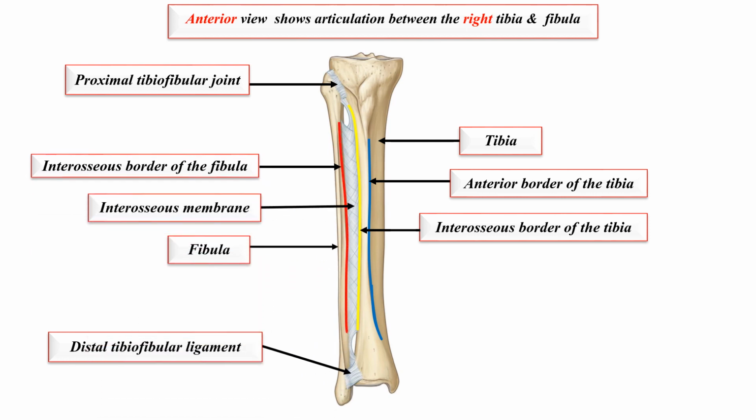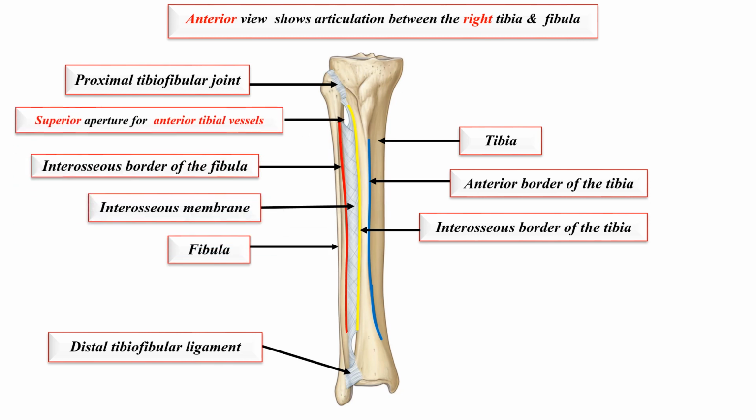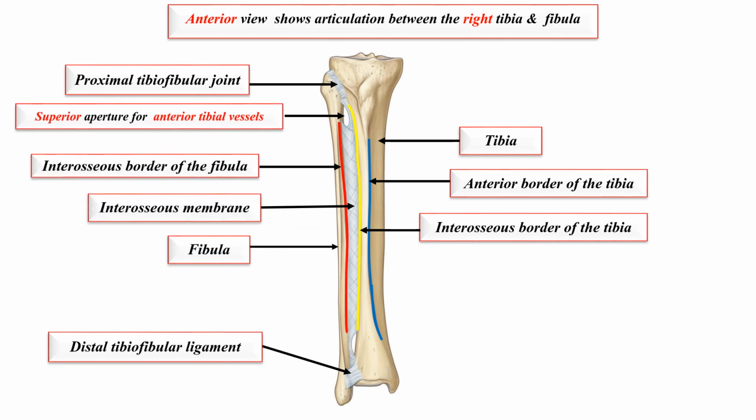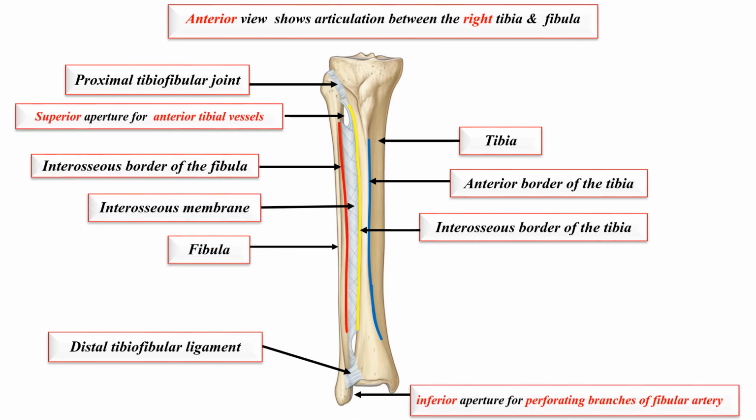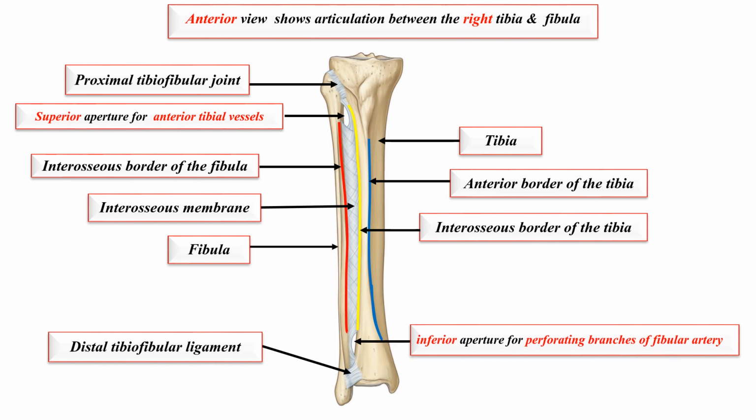Between the interosseous border of the tibia and the interosseous border of the fibula, this is the interosseous membrane. It shows a superior aperture for the anterior tibial vessels. Also, it has an inferior aperture for perforating branches of the fibular artery.